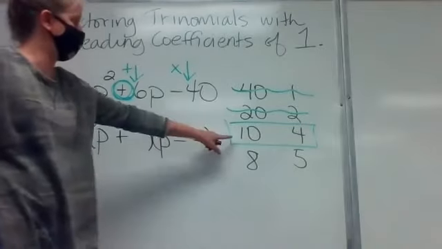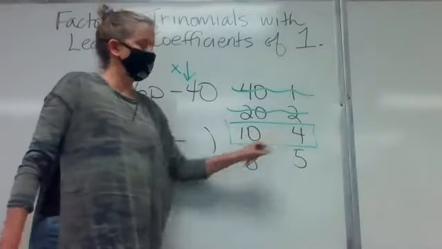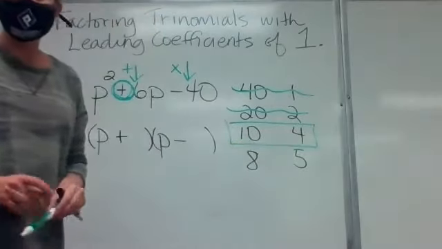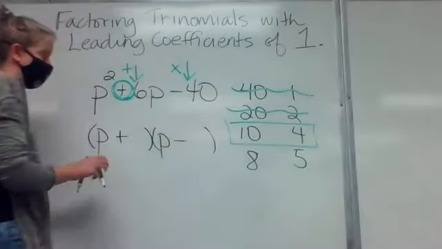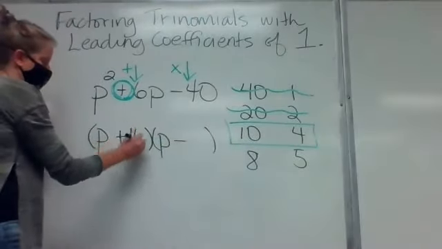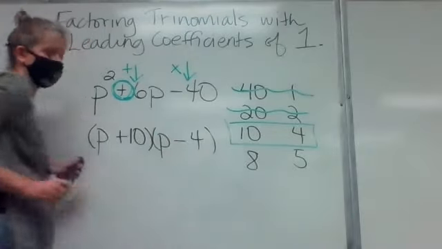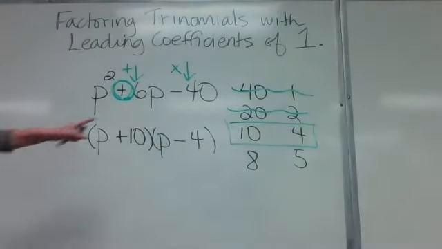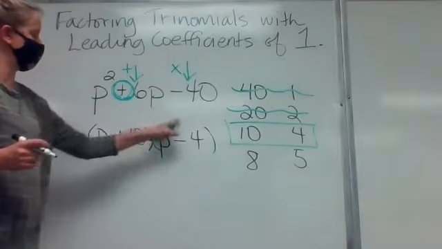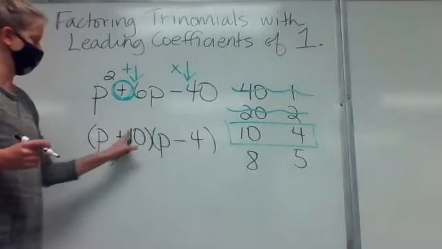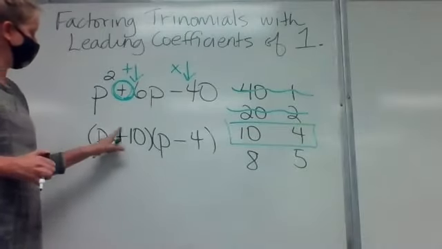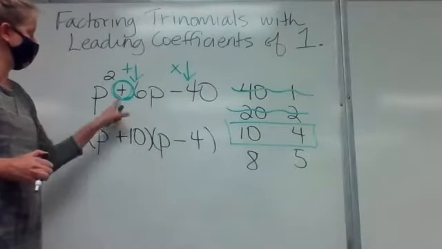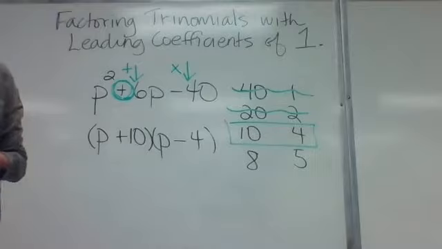So let's see. If my numbers are 10 and 4, and I need to end up at positive 6, who needs to be positive? Well, if I need more positive, I'm going to need my big number, which is 10, to be positive. My little number, which is 4, to be negative, because that will multiply to negative 40. Yeah, positive 10 times negative 4, and add, positive 10 minus 4 gives you 6.